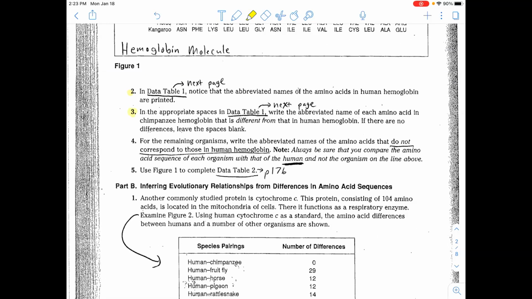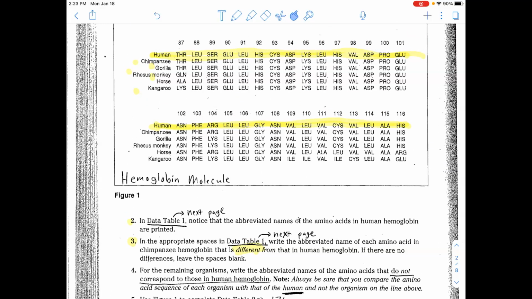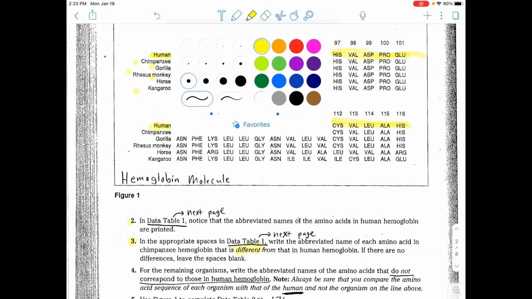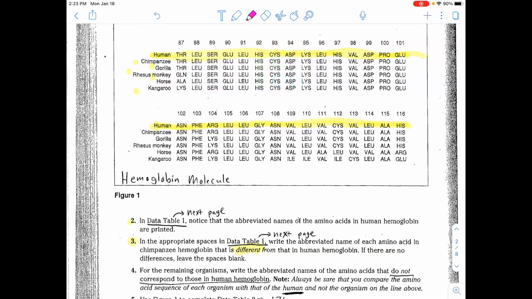Number 3, in the appropriate spaces in data table 1, write the abbreviated name of each amino acid in chimpanzee hemoglobin that is different from the humans. If there are no differences, leave the space blank. So we only want to look at what is different between a human and a chimpanzee. I'm going to grab a different color highlighter here, and I'm going to start here at 87. Those are the same. That whole top row there is the same. Okay, go to the next row.